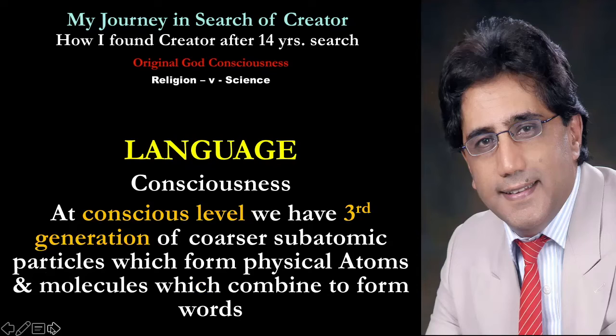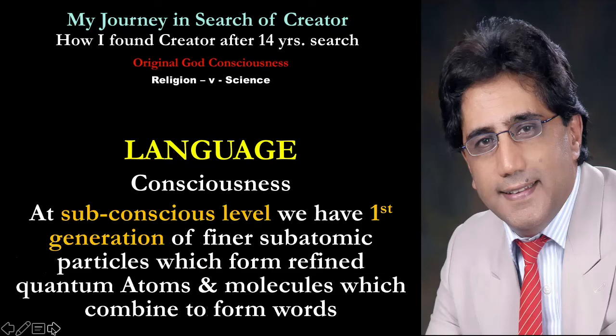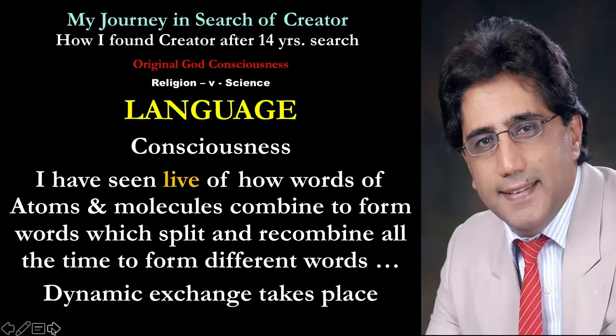At the conscious level, we have a coarser level of subatomic particles which form physical atoms and molecules, which combine to form words. This is at a conscious level. At the subconscious level, it is much more refined, finer subatomic particles which combine to form quantum atoms and molecules which form words. I've seen live how atoms and molecules combine to form words, which split and recombine all the time to form different words.